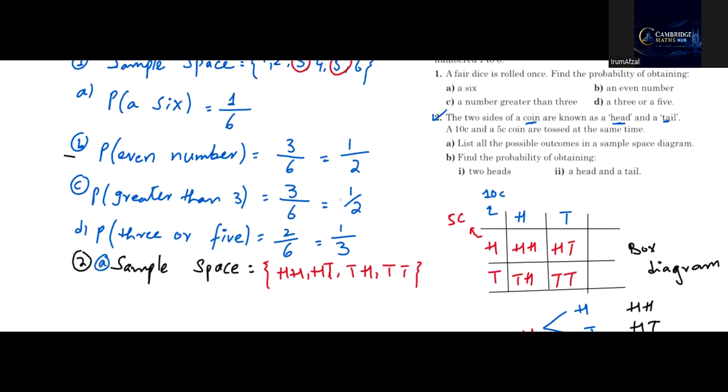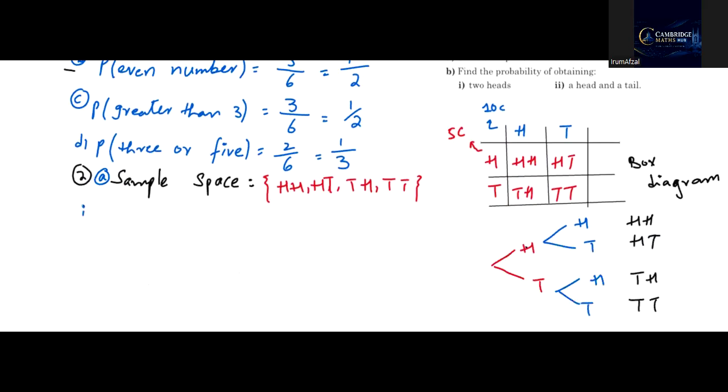In the B part we need to find the probability of getting two heads, and a head and a tail. Okay. So first of all, in the B part we need to go with the probability of getting two heads. How many times do we have two heads? Only one time we have two heads. Rest are having only one head. So 1 out of 4. Only one time we have two heads. Rest all are different.